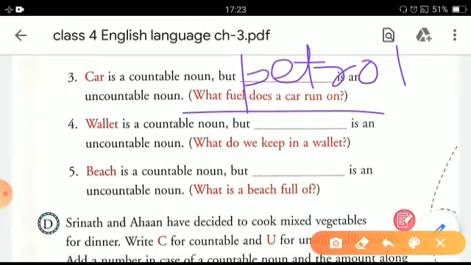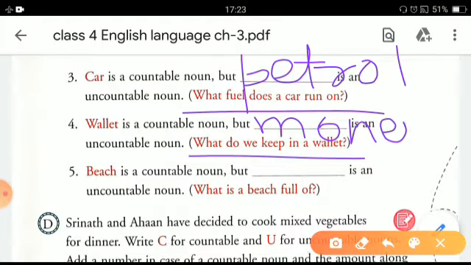Wallet is a countable noun, but dash is an uncountable noun. What do we keep in a wallet? Money, which is an uncountable noun. Beach is a countable noun, but dash is an uncountable noun. What is a beach full of? It's full of sand, and sand is an uncountable noun.